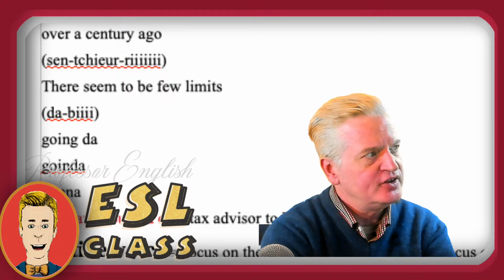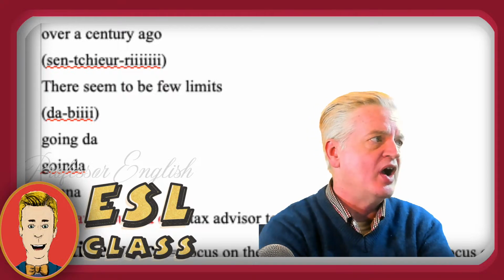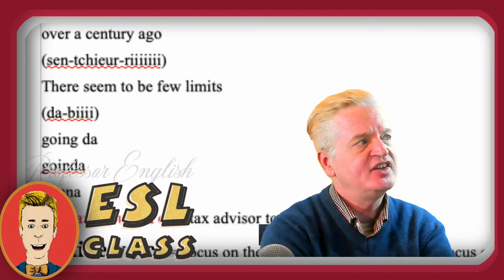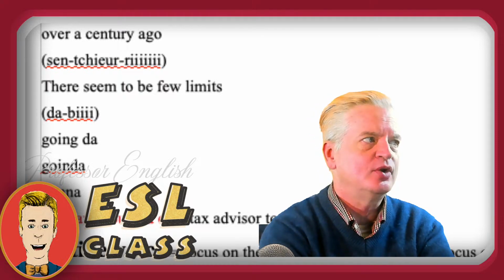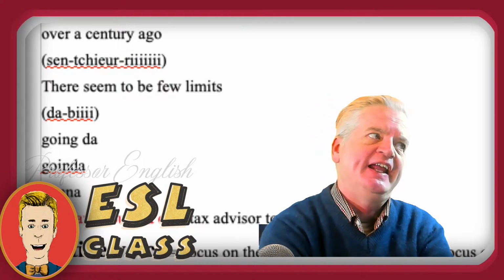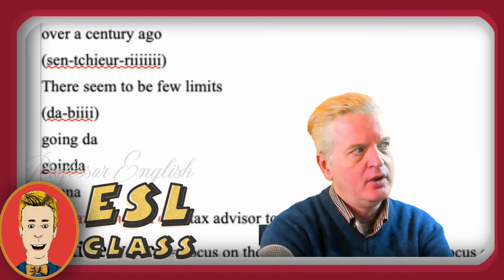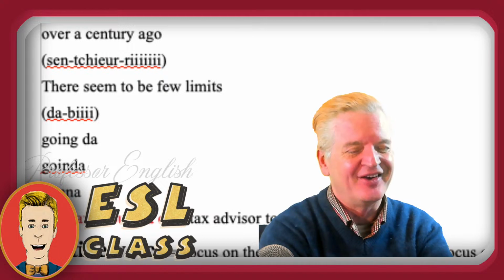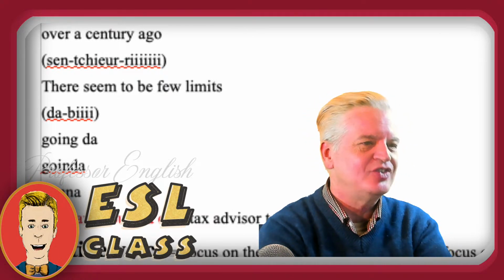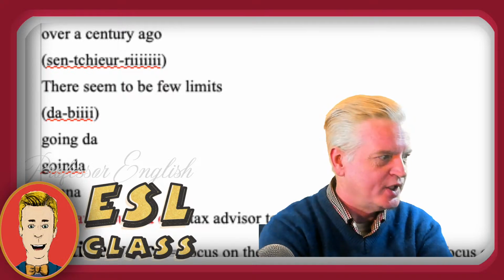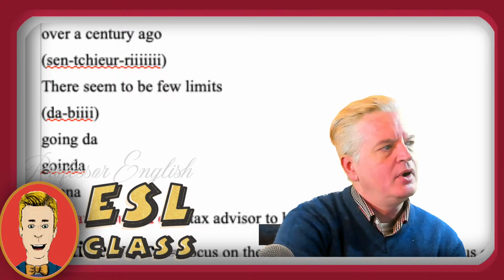Can you say that phrase, concentrating on the length of the vowel sounds? Over a century. Short, long, century. Over a century ago. Long, short. Short, long. Short, long, ago. Over a century ago. Right, let's see.